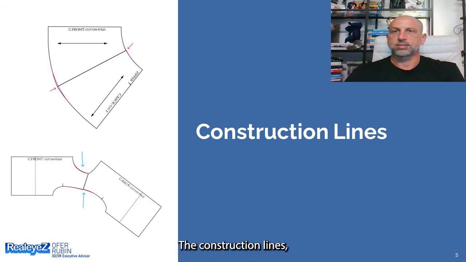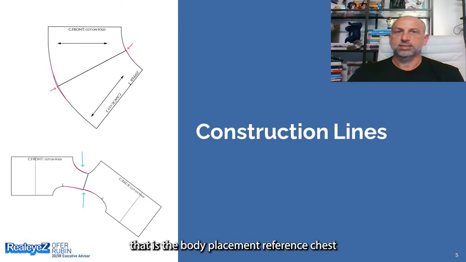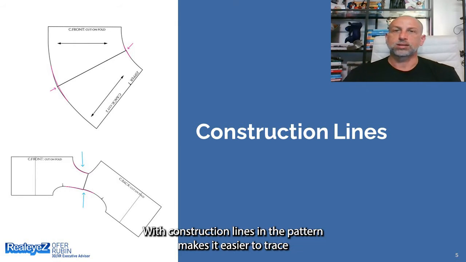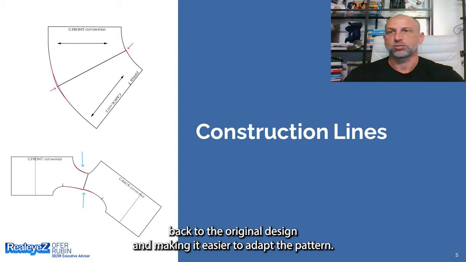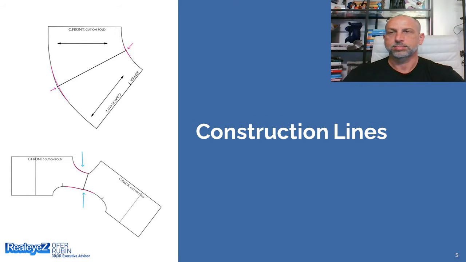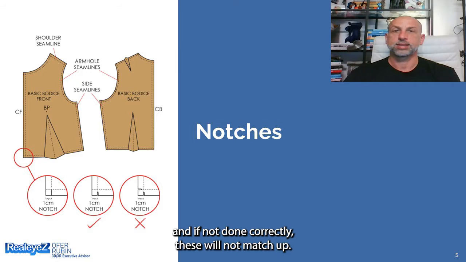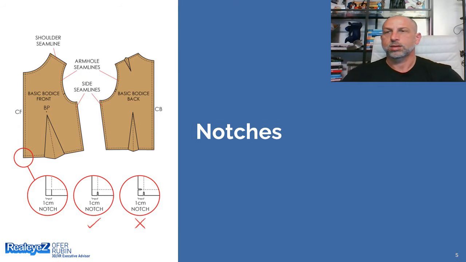The construction lines. That is the body placement references: chest, the center of the back, the center of the front. With correct construction lines in the pattern, it makes it easier to trace back to the original design, hence making it easier to adapt the pattern. Notches. These are yellow lines that mark up where the seam should be on different pieces, and if not done correctly, these will not match up.